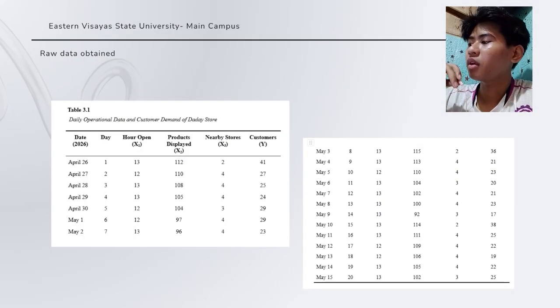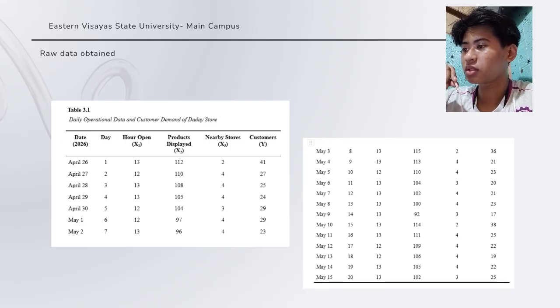And for our next slide, this table represents the raw operational data gathered during the 20-day observation period. As we can notice, the customer demand varies across different days. Higher customer counts were mostly observed during Sundays, such as April 26, May 3, and May 10. The increases were associated with higher product availability or displayed products and fewer nearby competing stores that are open.